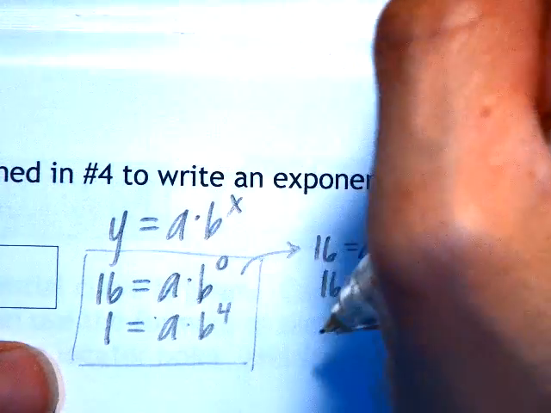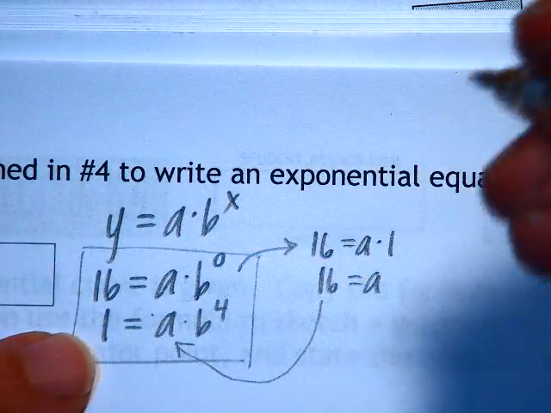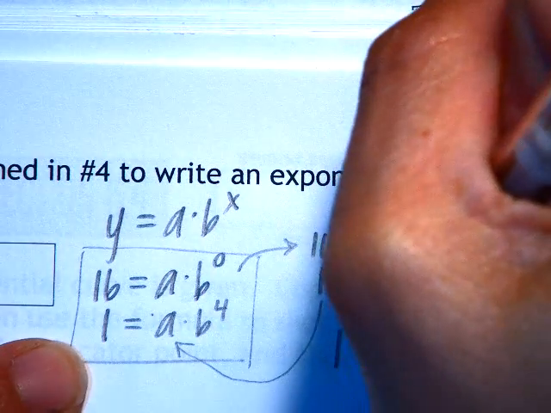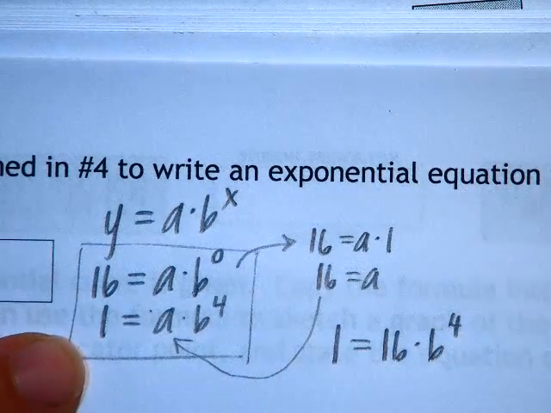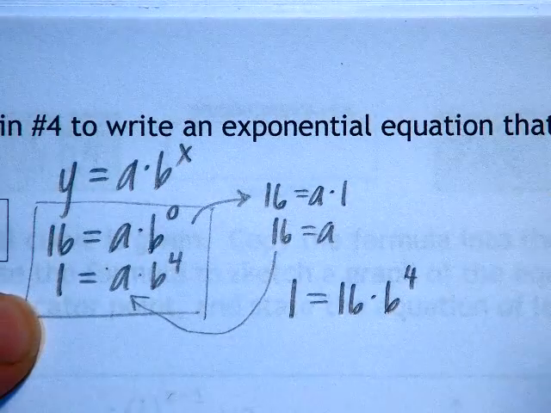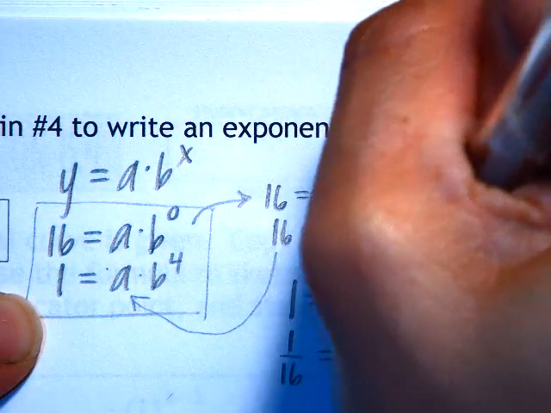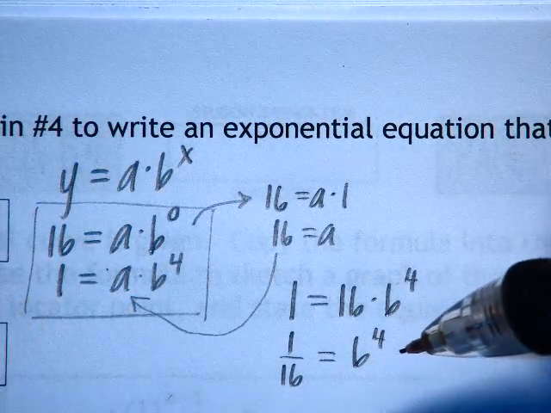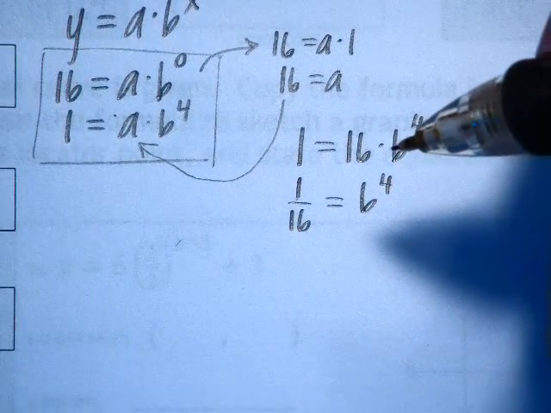And now I can substitute that into my second equation, the more complicated equation, and now I can solve that one. 1 equals a, which is 16, times b to the power of 4. Now I need to solve for b. So I should get that 16 out of the way. I'll divide it to the other side, which means I'm working with a fraction, but that's okay. I have 1/16 equals b to the power of 4, and now I need to think, well, how do I get rid of a power of 4?